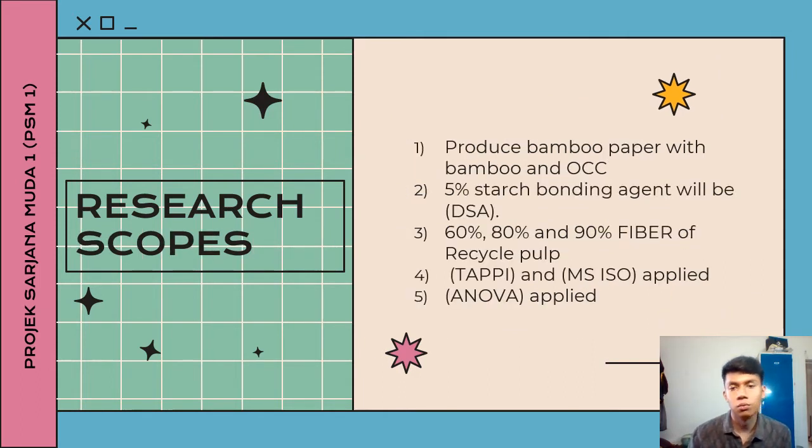Next is the research scope. For the first, we produce bamboo paper with bamboo and OCC. Then we put 5% starch as bonding agent, which will be our DSA. Next, we put 60 until 90% fiber of recycled paper, which is OCC. Then we follow the specification TAPPI and MS ISO. For the last one, we collect all the data and analyze with ANOVA.